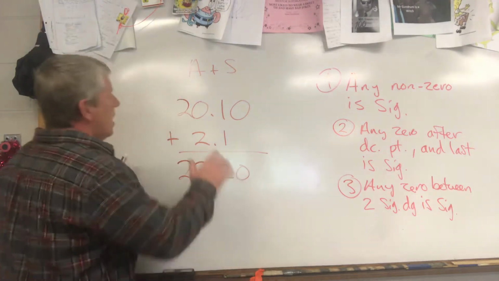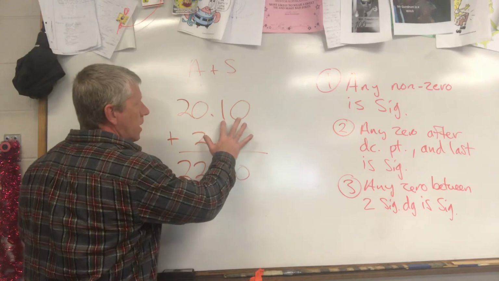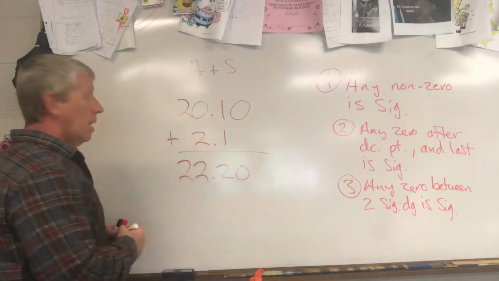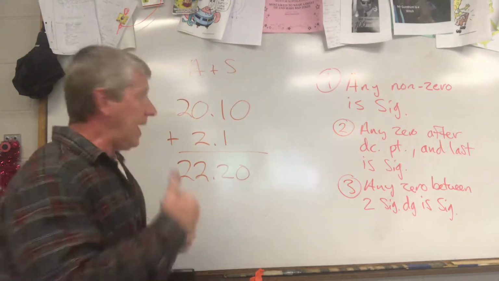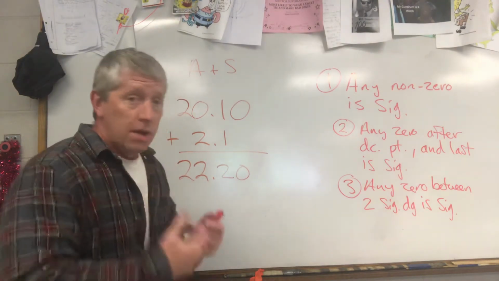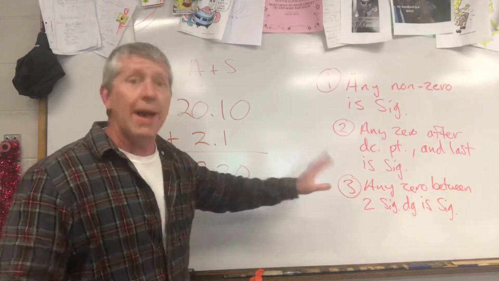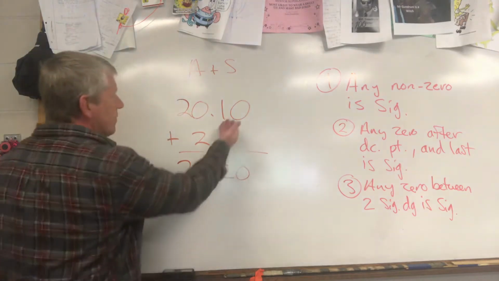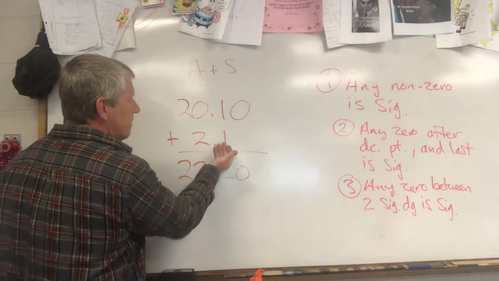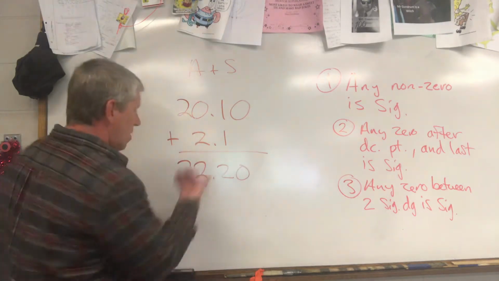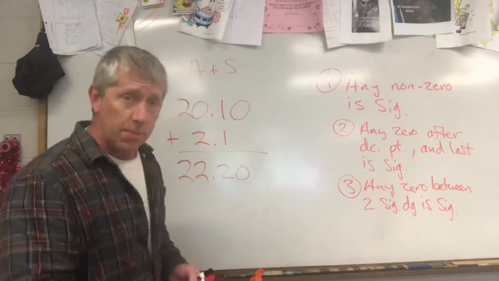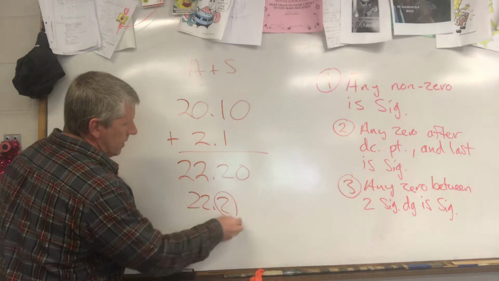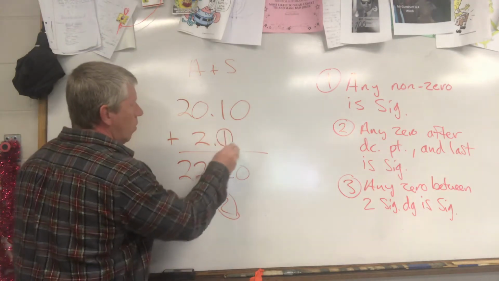How many numbers after the decimal point here? 1, 0, 2. How many numbers after the decimal point here? 1. All I need to do is look at the number that has the least amount of numbers after the decimal point. Forget significant figures. Forget these rules, guidelines. We just have to count how many numbers after the decimal point. If you have 2 and you have 1, you have the least amount, which is 1. So our answer can only have 1 number after the decimal point. So we would write this as 22.2.